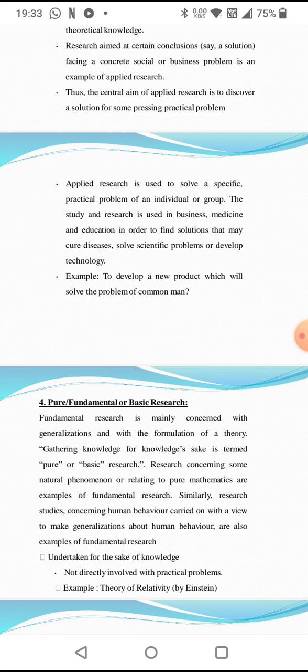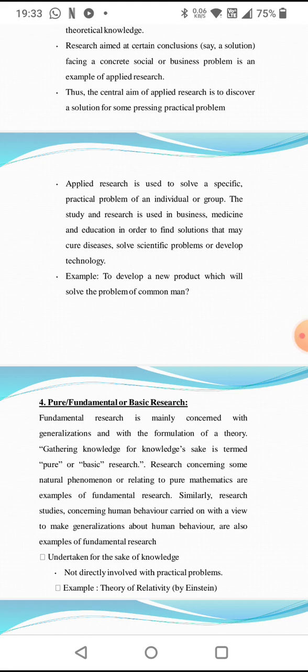Gathering knowledge for knowledge's sake is termed pure or basic research. So, research concerning some natural phenomenon or relating to pure mathematics are examples of fundamental research. Similarly, research studies concerning human behavior carried on with a view to make generalizations about human behavior are also examples of fundamental research, which is again undertaken for the sake of knowledge, not directly involved with practical problems.